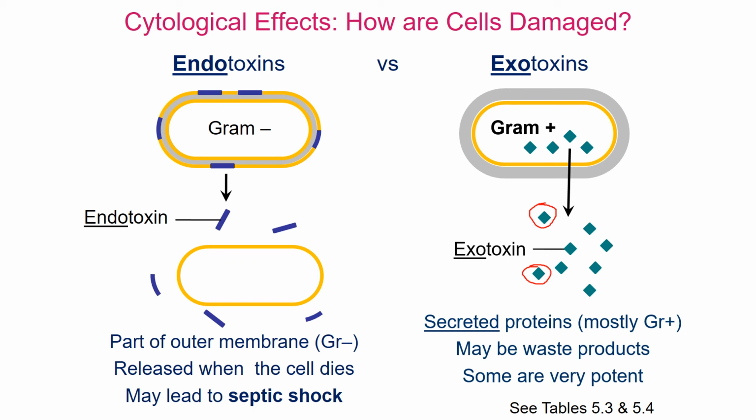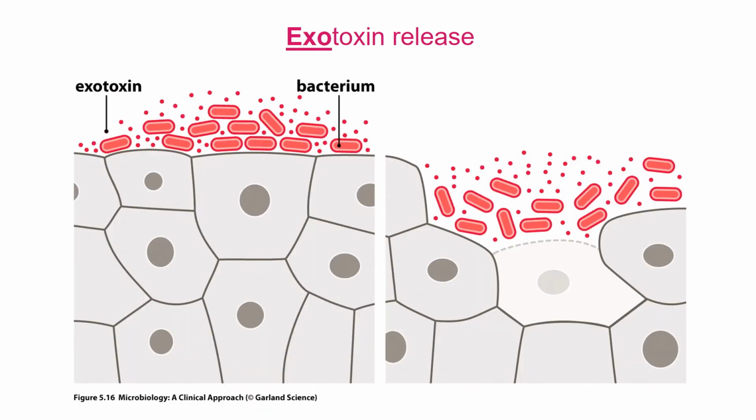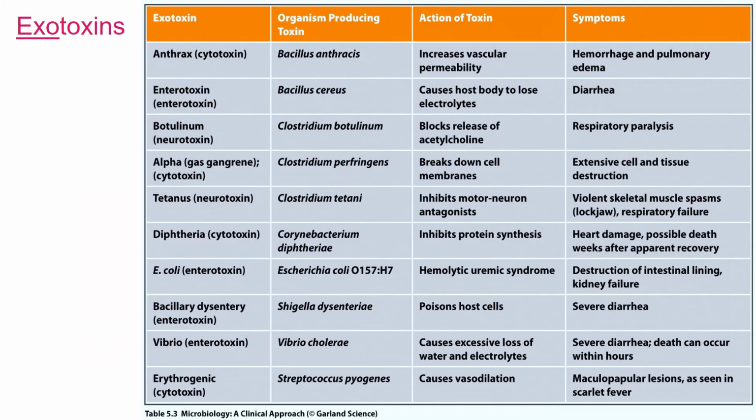They're not necessarily trying to cause damage to the host, but in many cases they do, and some are very, very potent. So let's talk about some of them. So here's some living bacteria. You can see they're secreting these exotoxins and destroying the host tissues. So here's a list of a bunch of exotoxins. You can review it on your own time. I want to talk about 2 or 3 in particular.